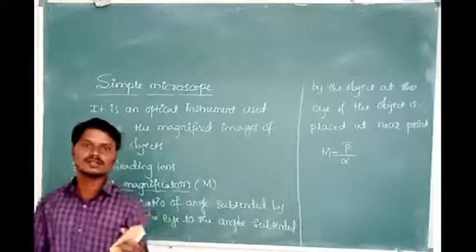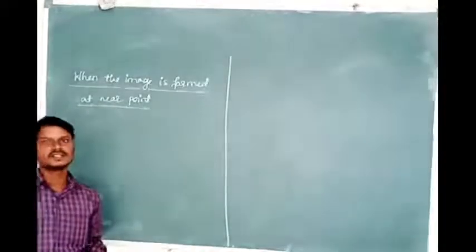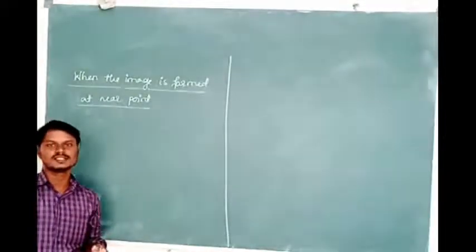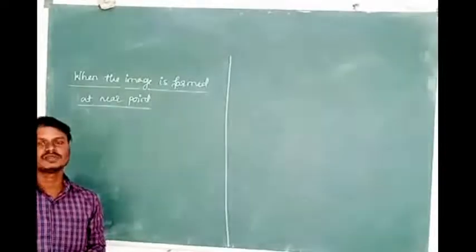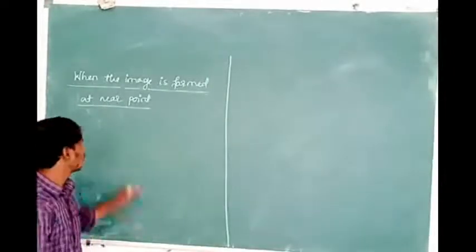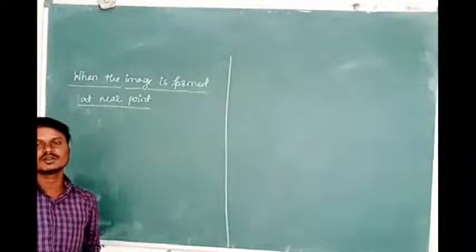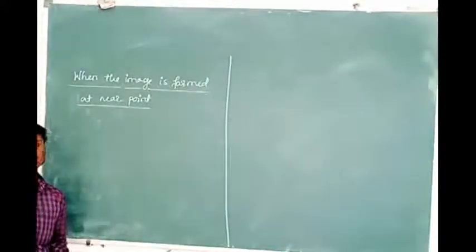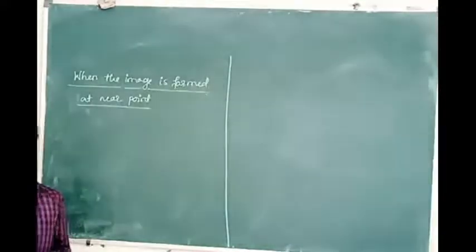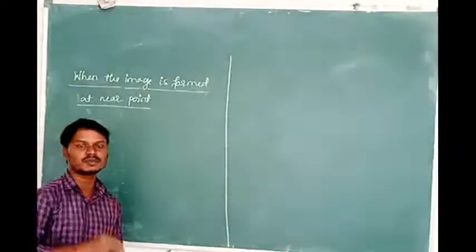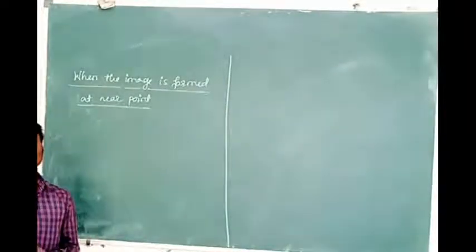By using this, we are now going to derive the expression for magnification produced by the simple microscope when the image is formed at the near point and when the image is formed at infinity. We are going to study two cases: when the image is formed at the near point and when the image is formed at infinity.